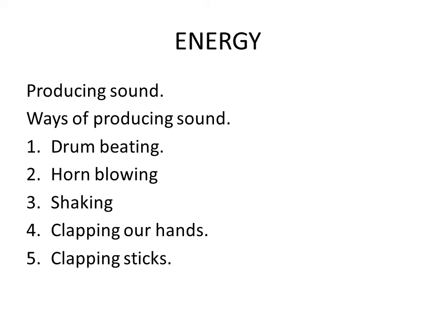Ways of producing sound. How do we produce sound? How is sound produced? Number one, sound is produced by drum beating. When you take a stick and beat a drum, or beat a jerrycan or any empty container, there is sound that is produced. So, drum beating.